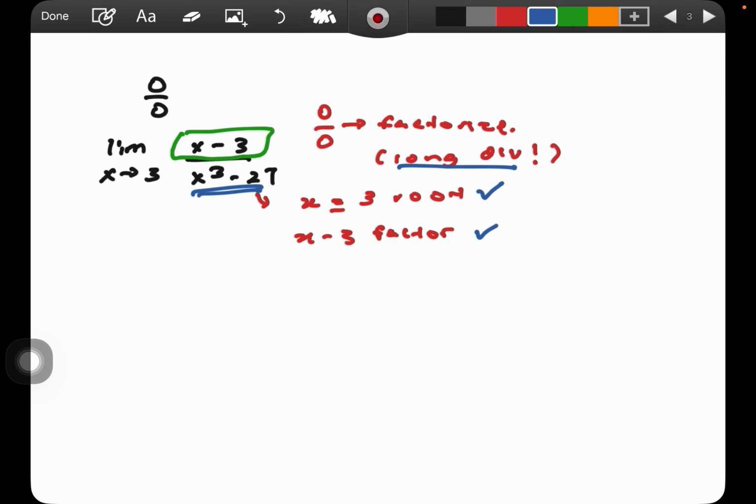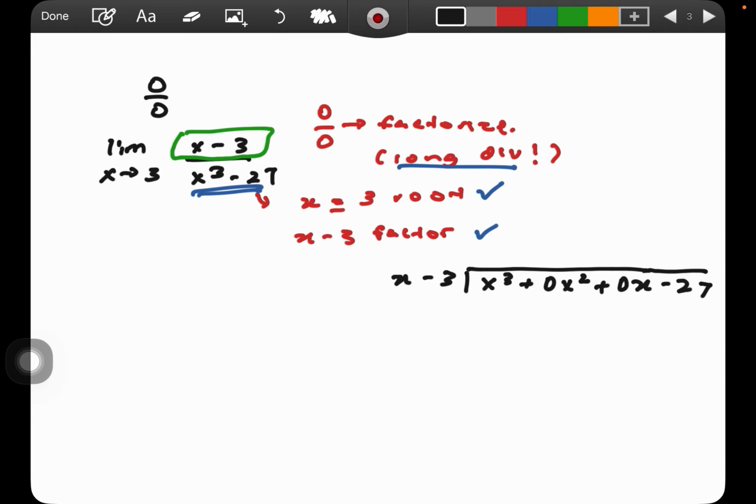Okay, how to do long division? Okay, so you take x cubed minus 27. You're going to put it like this. x cubed. I don't have x square, so I'm going to put 0x square. I don't have x, I'm going to put 0x minus 27. Okay, now x minus 3 goes outside. Okay, so I'm going to do long division.